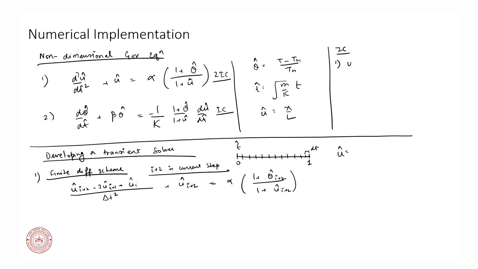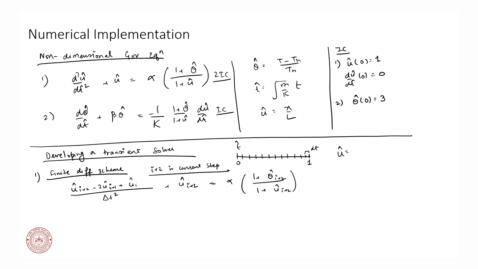For equation 1, we will have u hat at time 0 equal to 1 and du hat by dt at time 0 equal to 0. For the second one, we will have theta hat at time 0 equal to some value, 3. Let us just take these values for now.